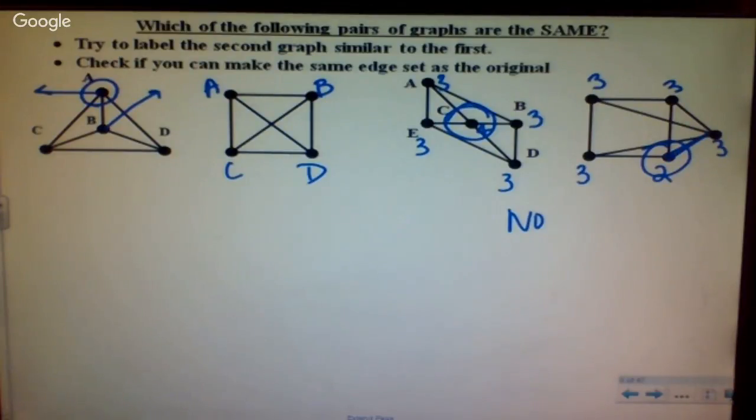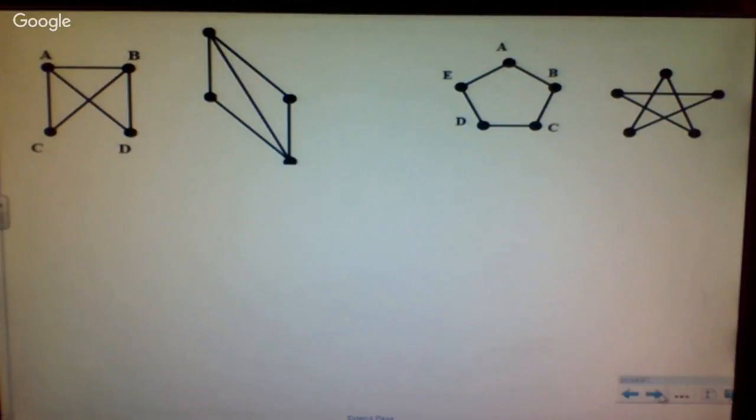Well, we're going to use this. Okay. So take a look at this one. A has 3, B has 3, C has 2, and D has 2. So I've got a 3 up here, a 3 down here, a 2, and a 2. So I can label this A, B, C, and D.